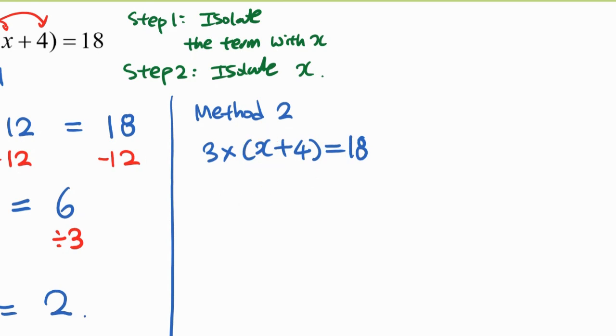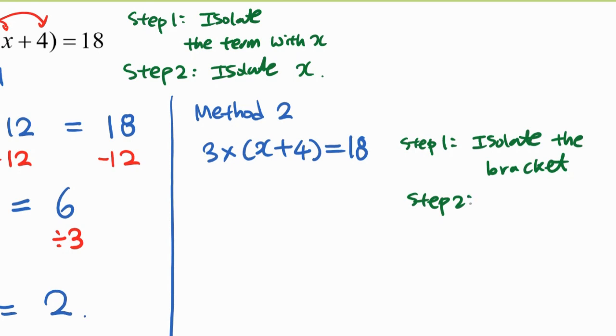So 2 steps will be step 1, isolate the bracket. Step 2, isolate x. Okay? So we're going to isolate the bracket. To do that, we have to get rid of multiplication by dividing by 3. So divided by 3, divided by 3. Then this will be gone.